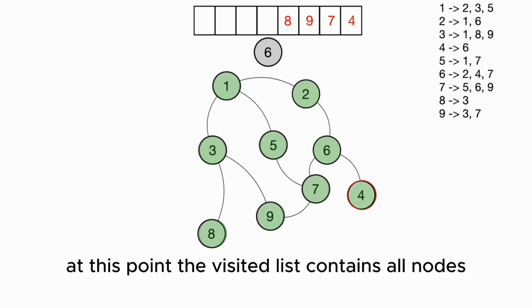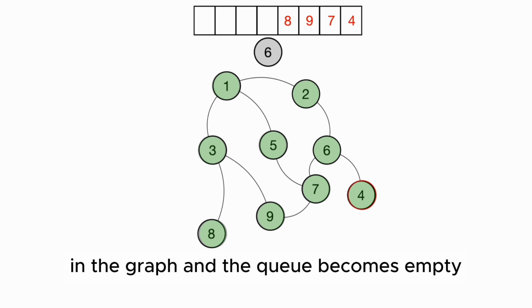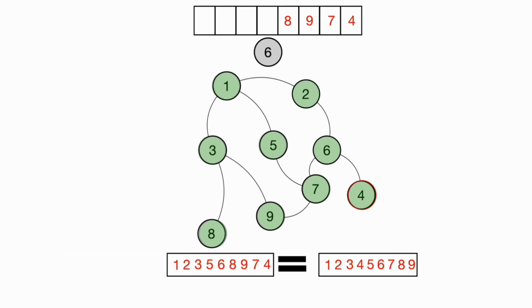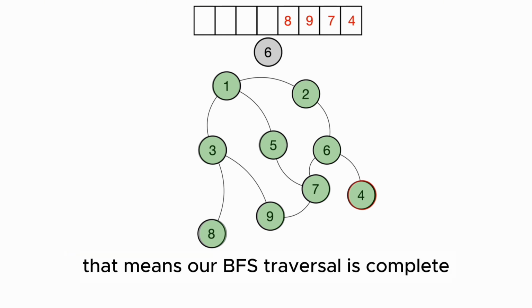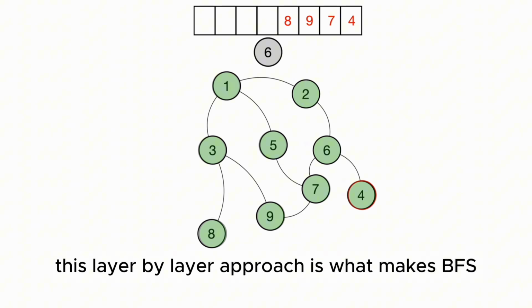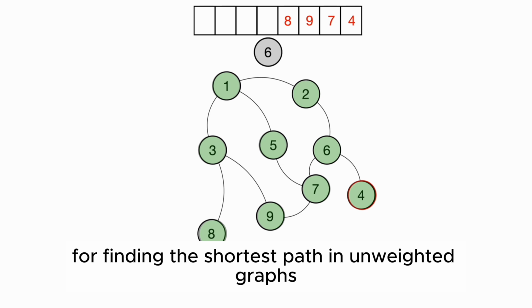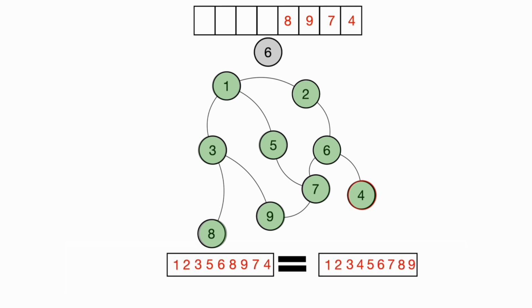At this point, the visited list contains all nodes in the graph, and the queue becomes empty. That means our BFS traversal is complete. This layer-by-layer approach is what makes BFS so effective for finding the shortest path in unweighted graphs.